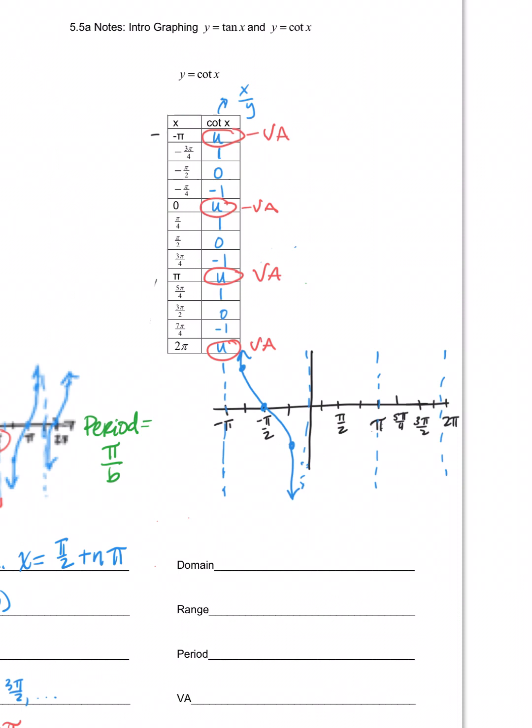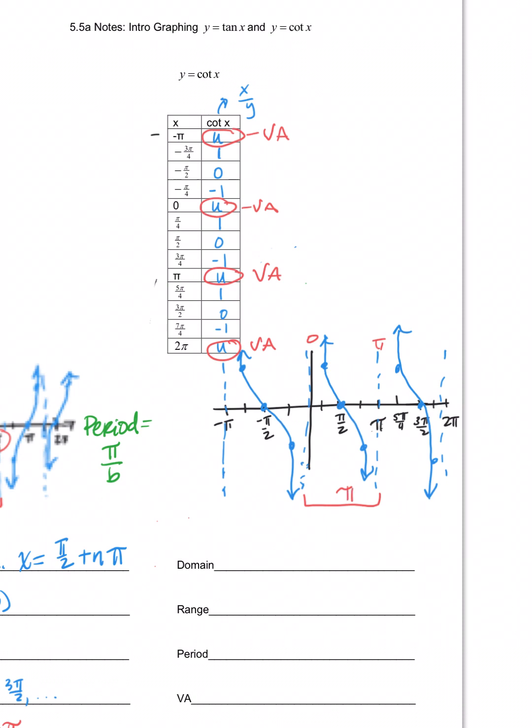At positive pi over 4, I'm up at 1. Pi over 2, I'm at 0. 3 pi over 4, I'm down here. And you'll begin to see this pattern repeated over and over, right? Because it is a periodic function. It repeats itself. Now, look again at the period. It's easy to see this one because it goes just from 0 to pi, doesn't it? So the period is pi, just like it is for tangent.